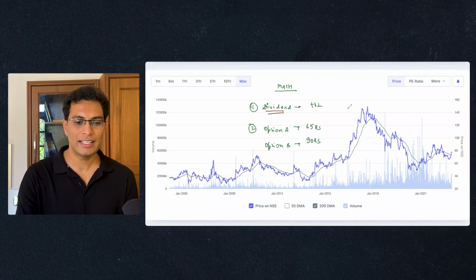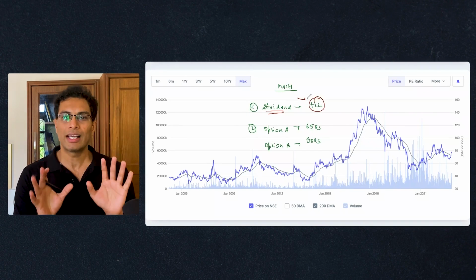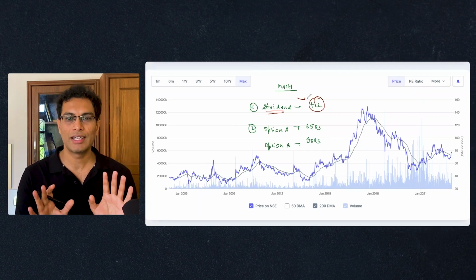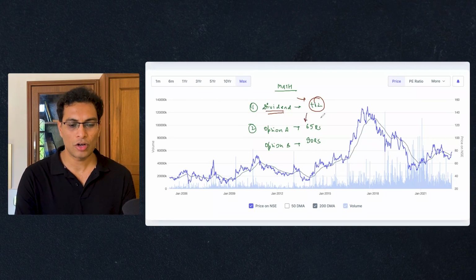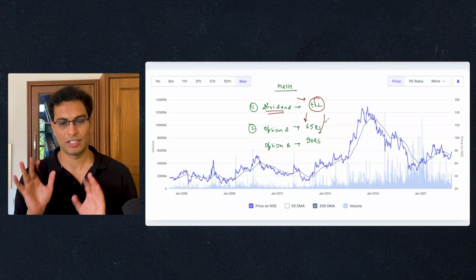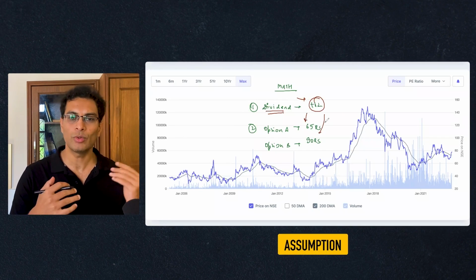So the total dividend that people made was roughly 12 rupees. For the ease of computation, I am considering dividend as 12 rupees, which is applicable across any of the price you must have purchased. This is not true. This is just an assumption to illustrate the math.